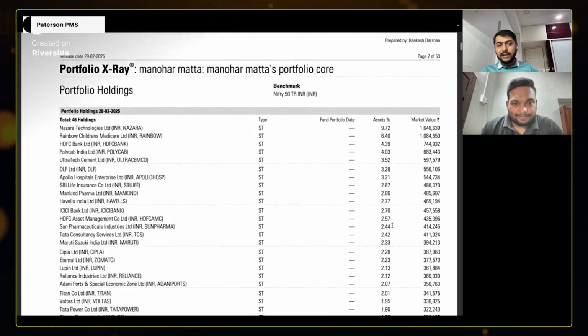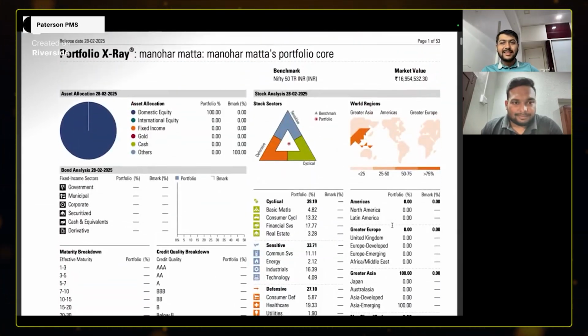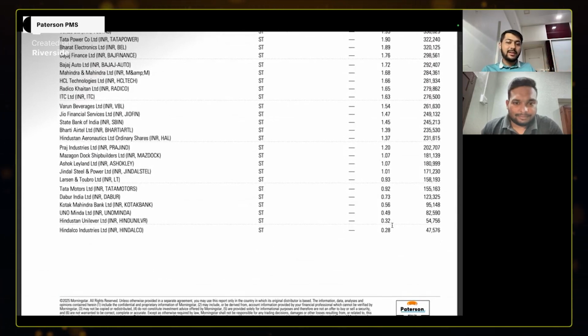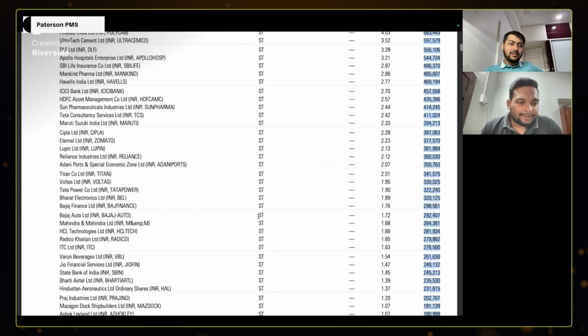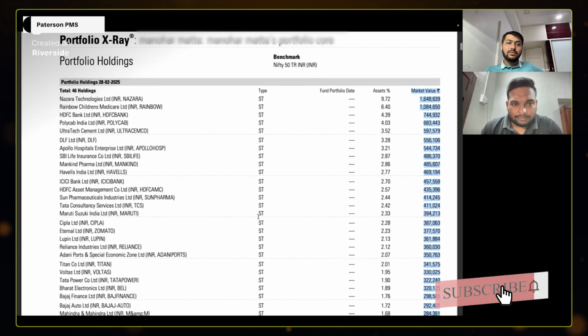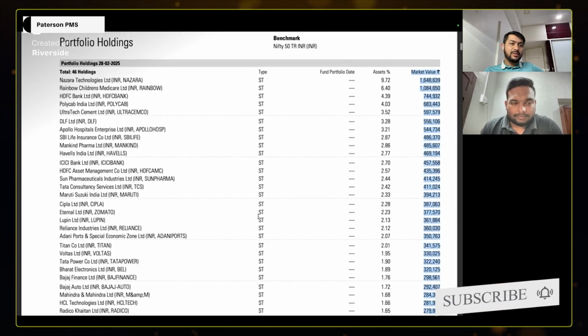His portfolio value is around 16 lakhs, and he's holding around 50,000 in Hindalco. Even if Hindalco does well in the future and gives 2x or 3x returns, the impact will be very small in percentage terms on his portfolio value. So one thing this person would have to do is cut down on the stocks.